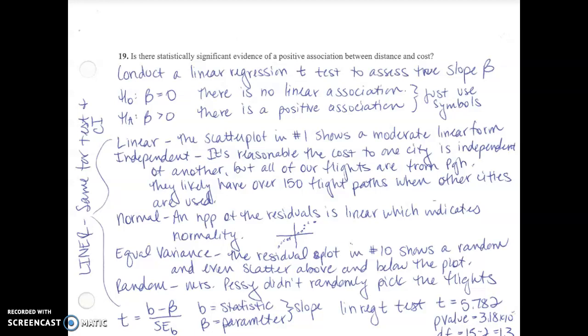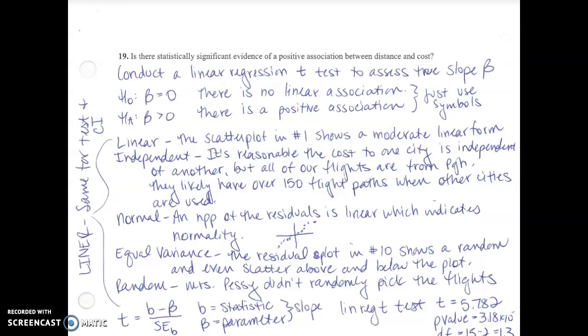So if there were no relationship between the two, so no linear association, we would say that beta is equal to 0. Here we think that the farther away we go, the more expensive it's going to be, so we would have a positive association. So we can still have greater than, less than, or not equal to, but it will always be a value of 0. It's not going to be given to you. You don't have to write it symbolically and in words. It's easy enough just to use the symbols.